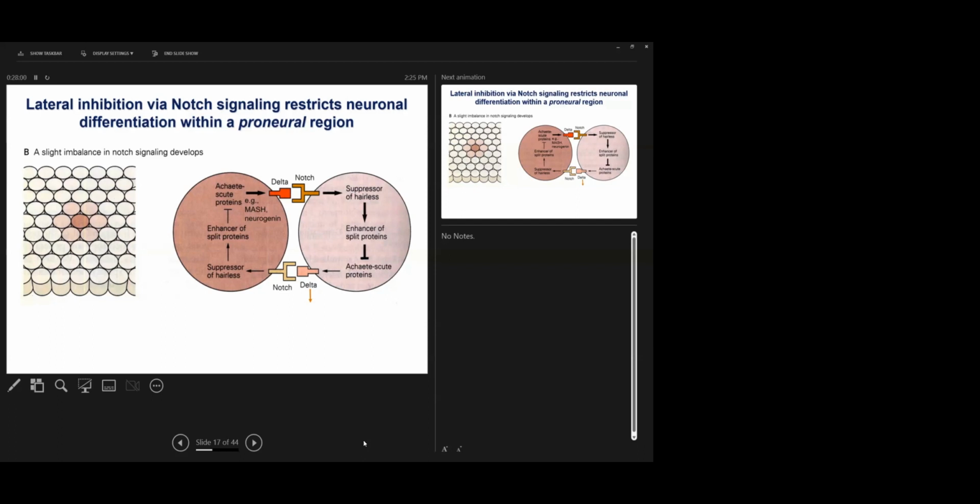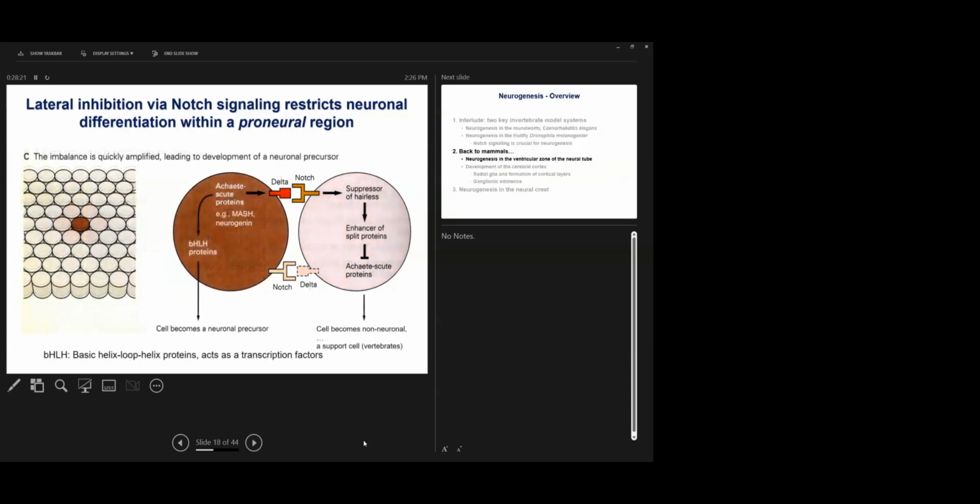Because of reduced expression of Delta, this cell becomes non-neuronal and this cell becomes the neuroblast. So with this pathway, this cell expresses more Delta, it becomes a neuroblast, and it inhibits the other cell by this mechanism to become a non-neuronal cell. So this cell becomes non-neuronal and this cell becomes the neuronal precursor, the neuroblast. Because of expression of Delta, you have specification of the neuroblast.